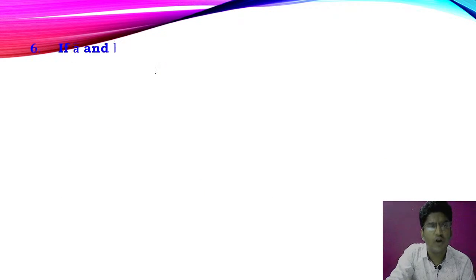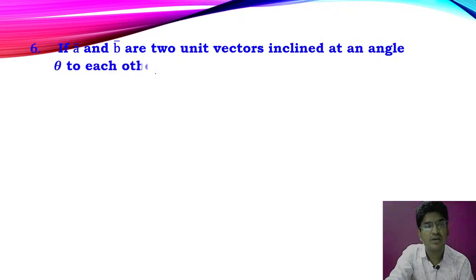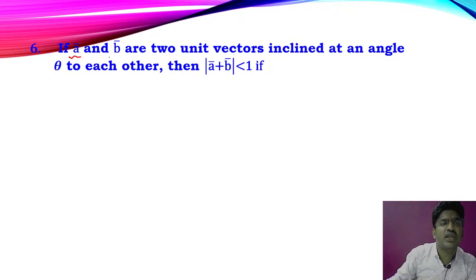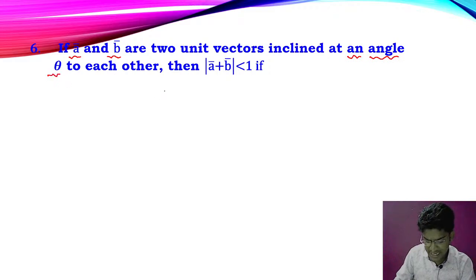Now I can go for the sixth question. If vector A and vector B are two unit vectors inclined at an angle theta to each other, then mod of A plus B is lesser than 1 if.